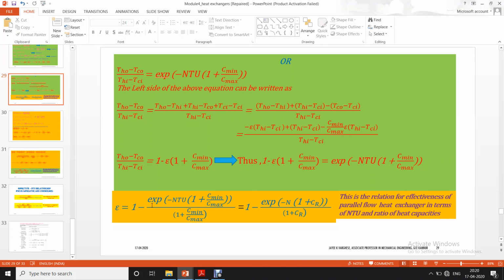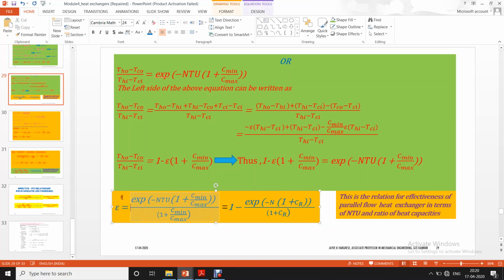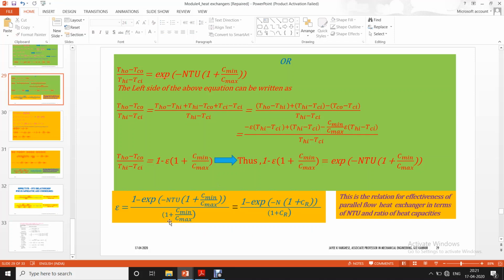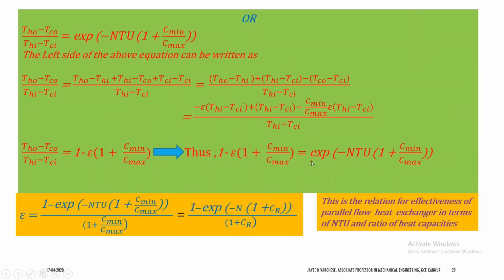So this should be like this. Effectiveness is equal to 1 minus e to the power of minus UA by C min, that is NTU, into 1 plus C min by C max, whole divided by 1 plus C min by C max.